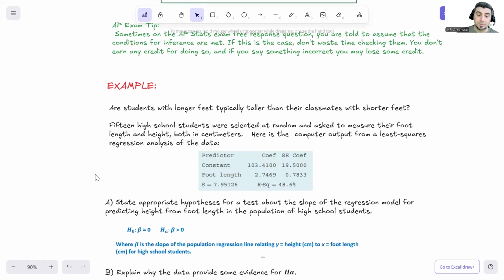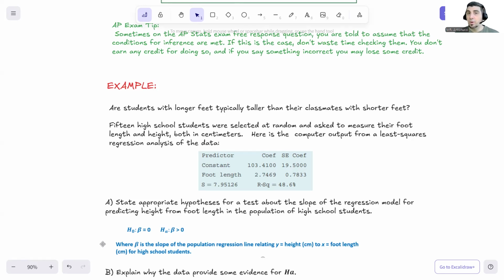The null is beta equals zero, meaning there is no association, and the alternative is beta is greater than zero. Again, here this would be greater because in the context of the problem, we're trying to see if students with longer feet are taller, essentially. Also, we've defined the parameter where beta is the slope of the population regression line relating y equals height in centimeters to x equals foot length in centimeters for high school students.